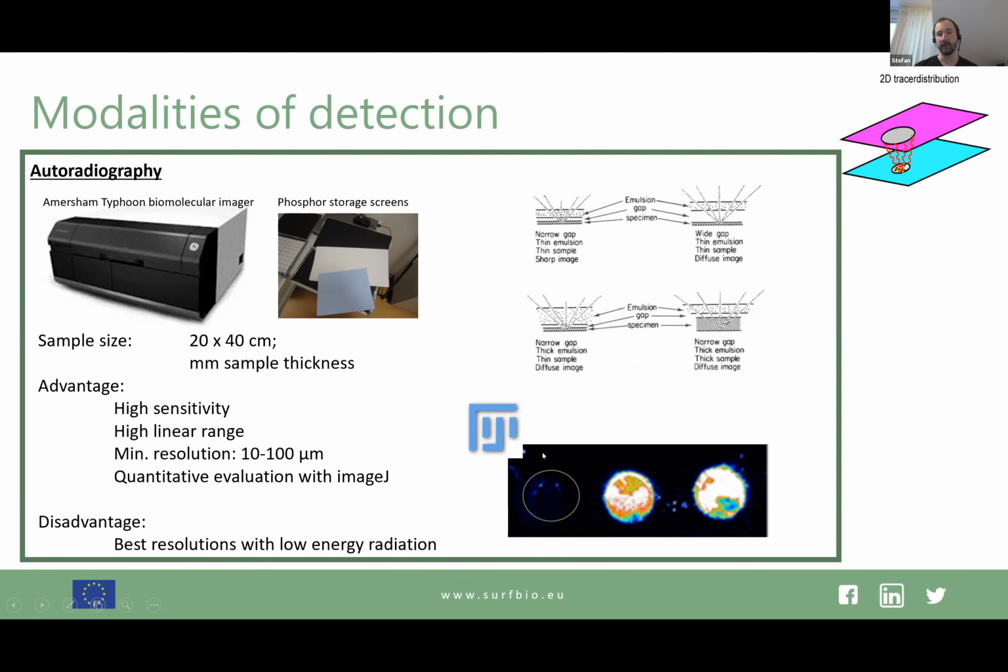This is a quantitative method. You can produce these images as here, and you can evaluate them with Fiji, for example, ImageJ, which is free software, to get quantitative data. And this is, for example, different spots of europium sorption that we have quantified on some geometric sample. Here, picomole europium per square centimeter.